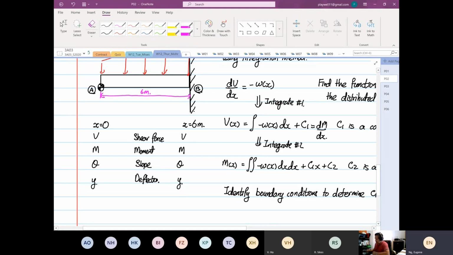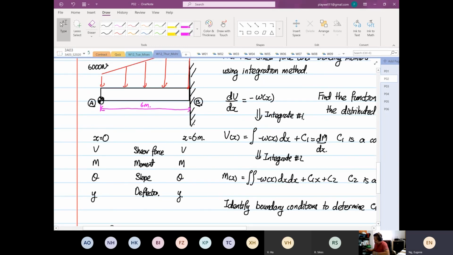When x is equal to 0, the shear force is equal to 0. Why is the shear force equal to 0? Because the beam is allowed to deflect. When x equals 6, shear force is not equal to 0, but we know that the shear force is maximum.